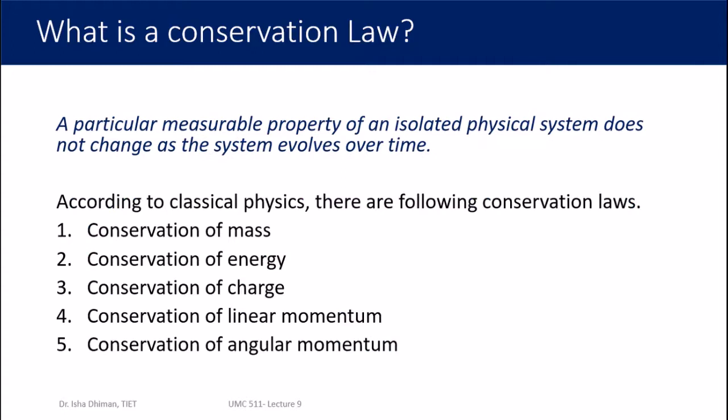And according to classical physics, we have these conservation laws: conservation of mass, energy, charge, linear momentum, and angular momentum. Why have I written classical physics here? Because in modern physics or particle physics, we do have conservation of some particles like baryons and many other molecular or atomic level particles. Let's not talk about that here, because the kind of systems we are going to study are well defined within the range of classical physics. So these are the conservation laws we are going to have.